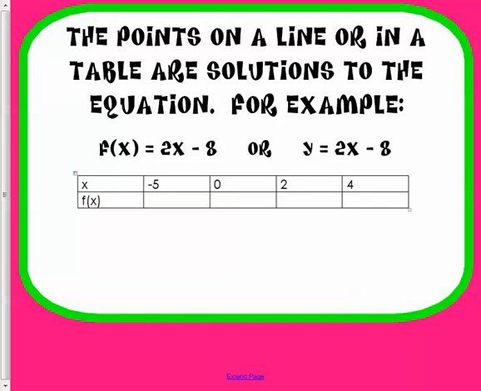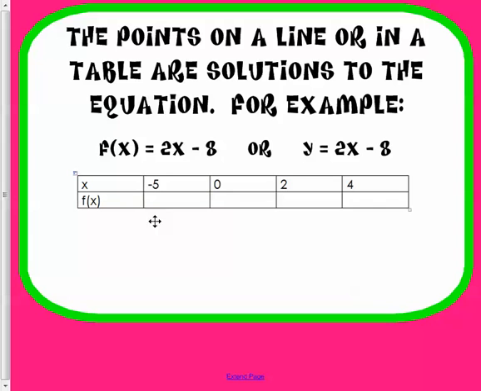What I mean by that is that all the points on a line or in a table are solutions to the equation. So, for example, if we look at all of our x's in this one, these points, these outputs, are points on the table.